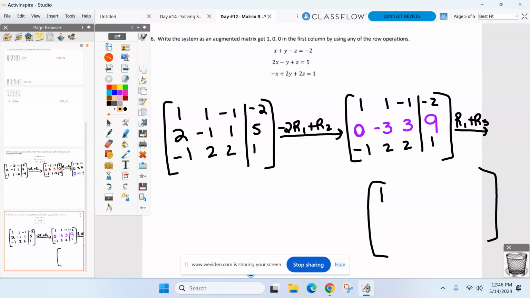Okay, first two rows staying the same. Okay, last row, row 3, I should have a 0 there. A 3. 1. -1.